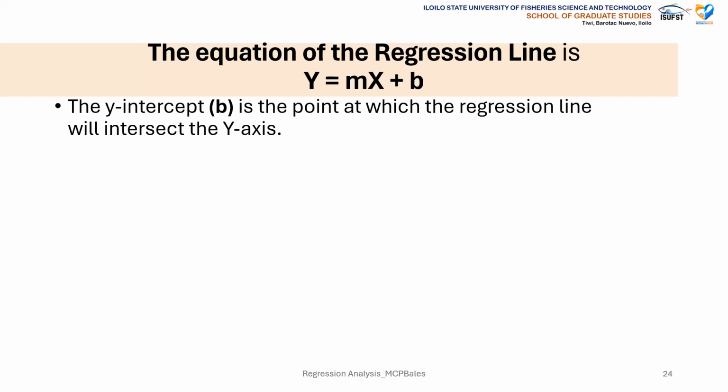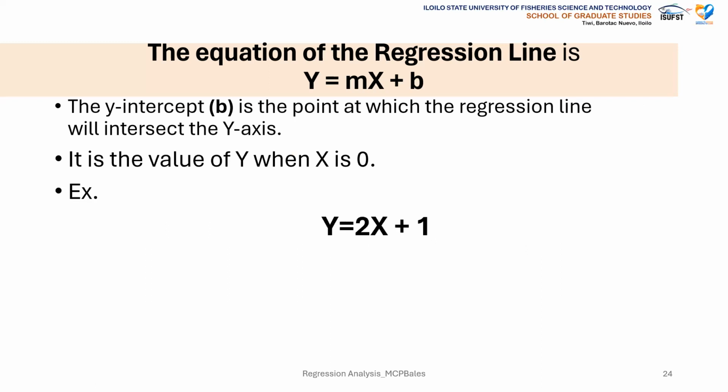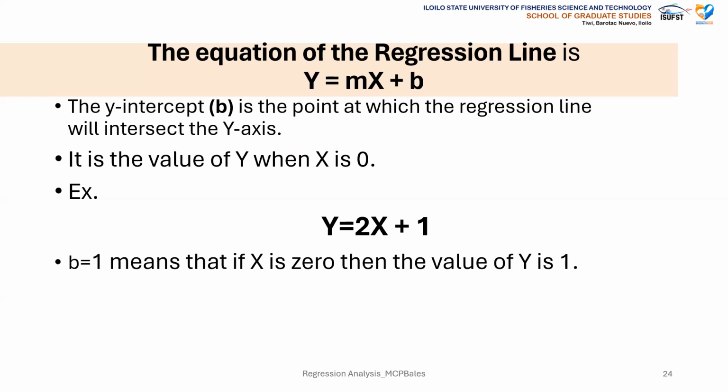The y-intercept b is the point at which the regression line will intersect the y-axis, of course. So to solve for b, just let x be equal to 0. It is also the value of y when x is 0. For example, if y equals 2x plus 1, if x is 0, y equals 2 times 0 plus 1. 2 times 0 is 0. 0 plus 1, 1. That's why b is 1. That is, if x is 0, then the value of y is 1.